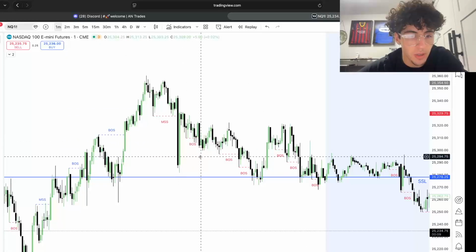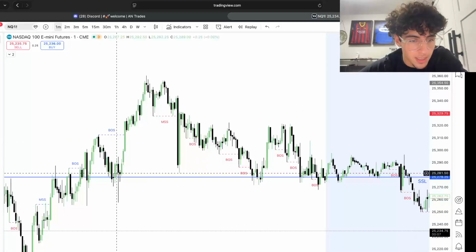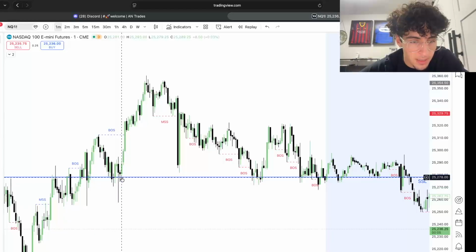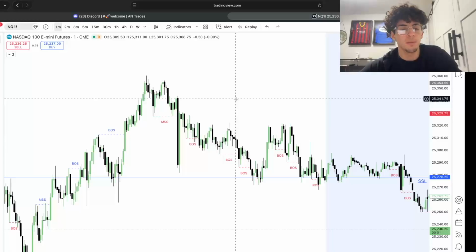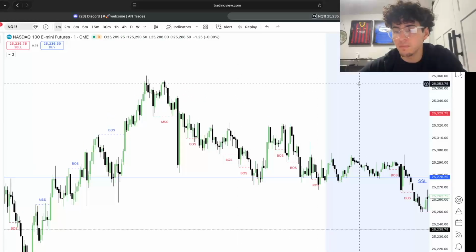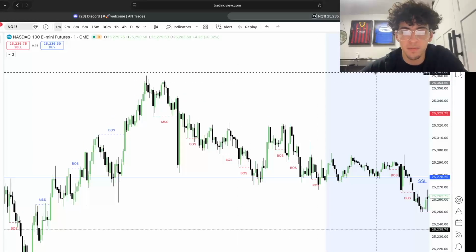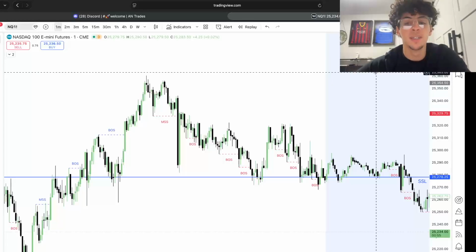You can also do swing lows, by the way. We have this one here. This wick is lower, this is higher. This is higher, this is lower. I'm going to give you guys a couple seconds to see if you can find some swing highs and swing lows.